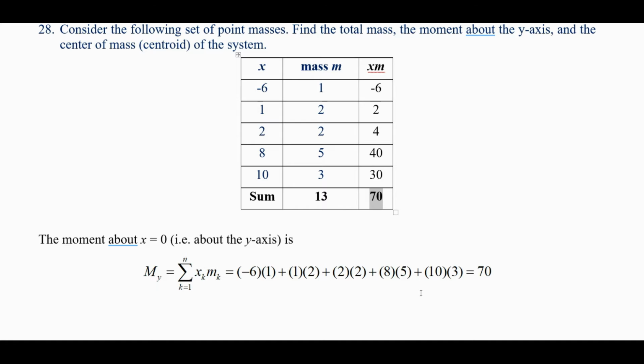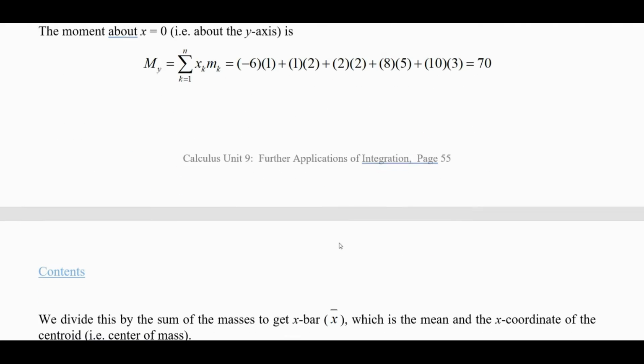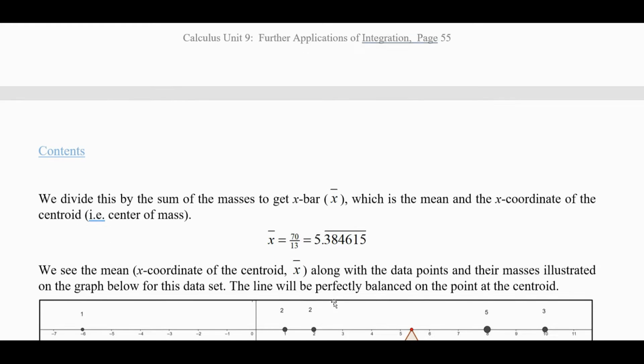So the moment about y is 70. And then the total mass was just adding those up. That's 13. And dividing the two, we get 70/13, or 5.384615, with the 384615 being a 6-digit repeating pattern. And that is the x bar, x with the little line over it, which is the mean or centroid, or the x-coordinate of the center of mass.